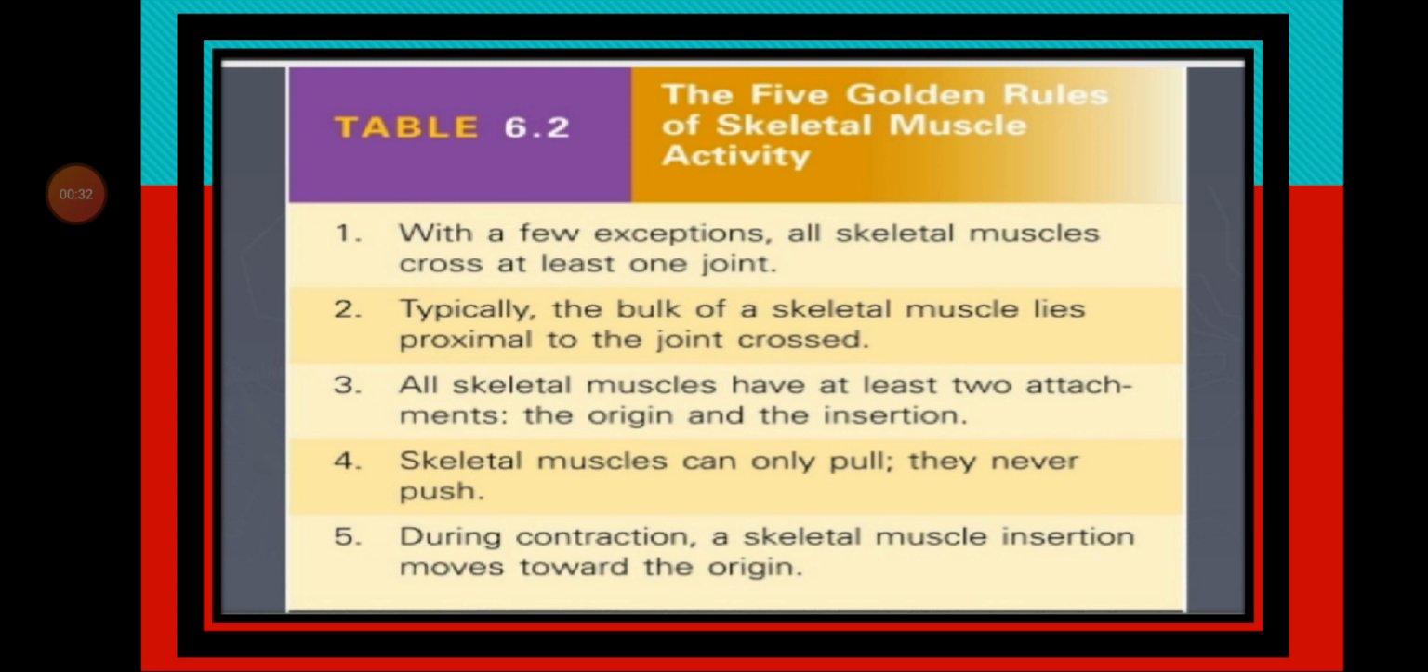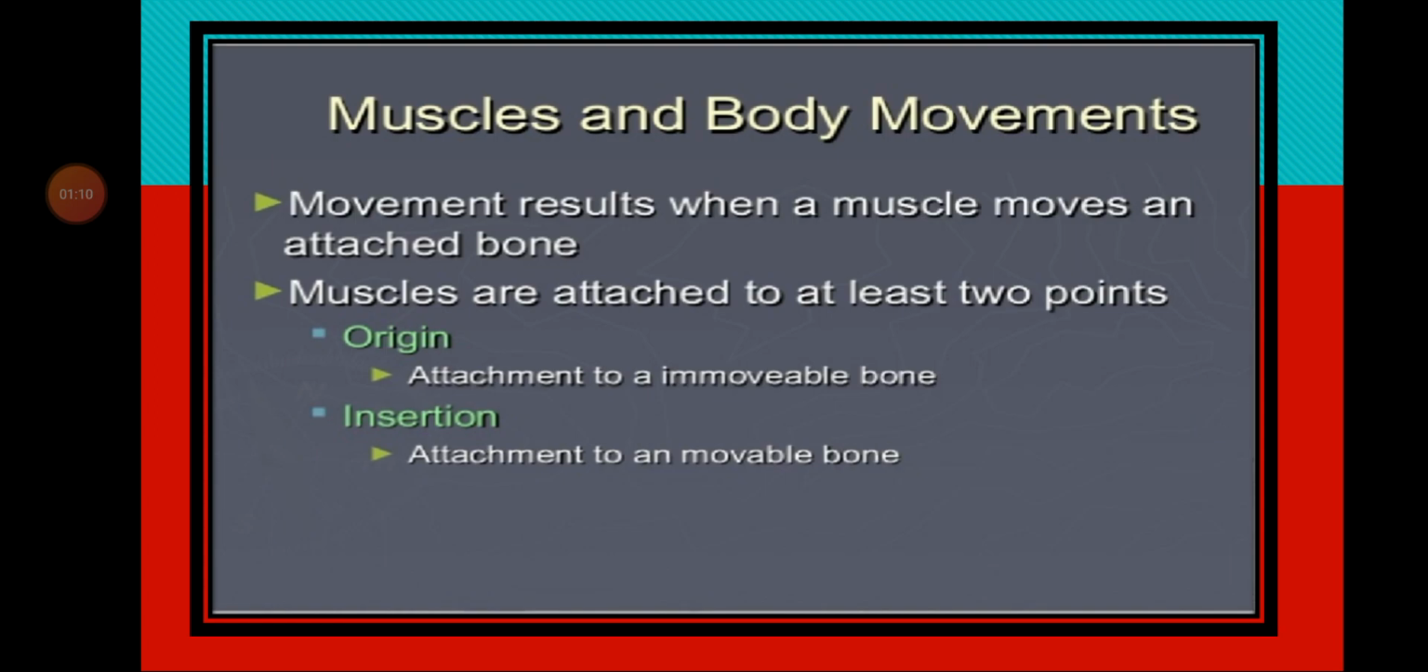The 5 golden rules of skeletal muscle activity. With a few exceptions, all skeletal muscles cross at least one joint. Typically, the bulk of a skeletal muscle lies proximal to the joint crossed. All skeletal muscles have at least 2 attachments, the origin and insertion. Skeletal muscles can only pull, they never push. During contraction, a skeletal muscle insertion moves toward the origin.